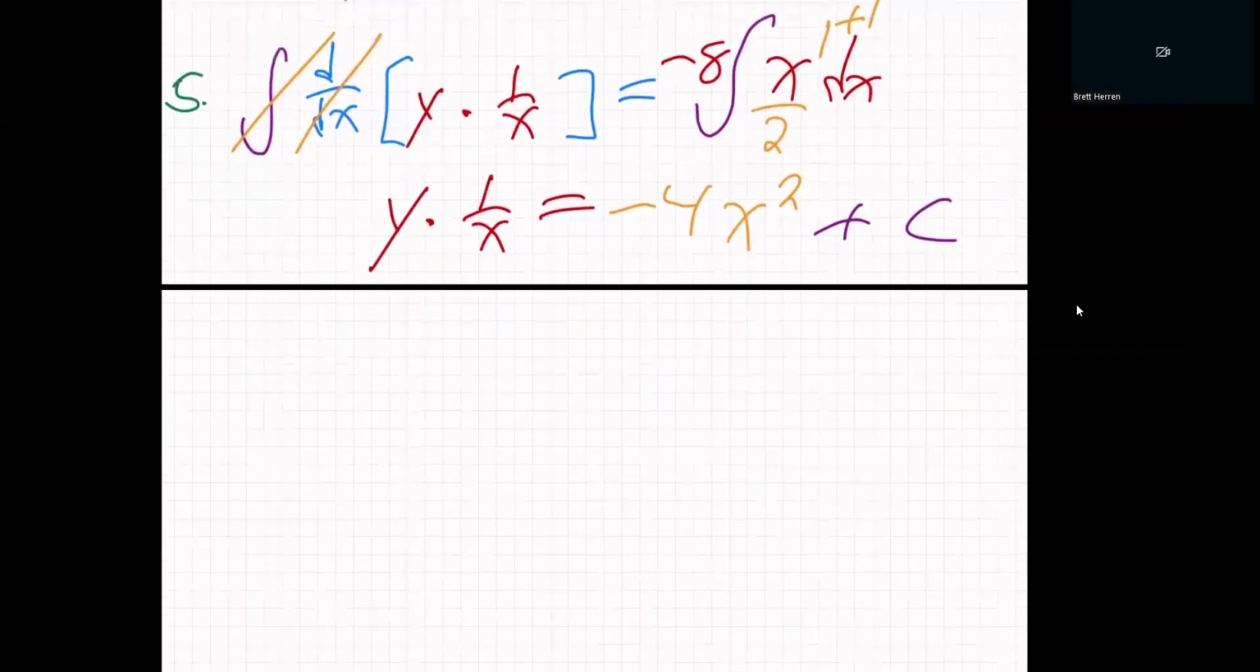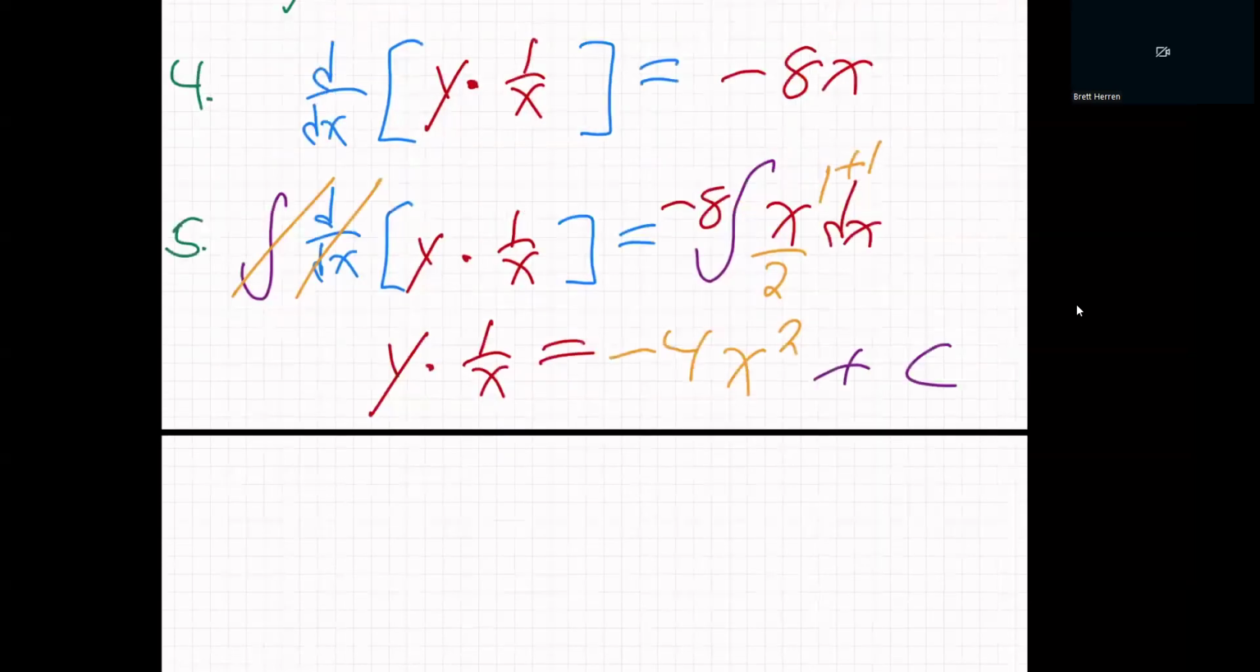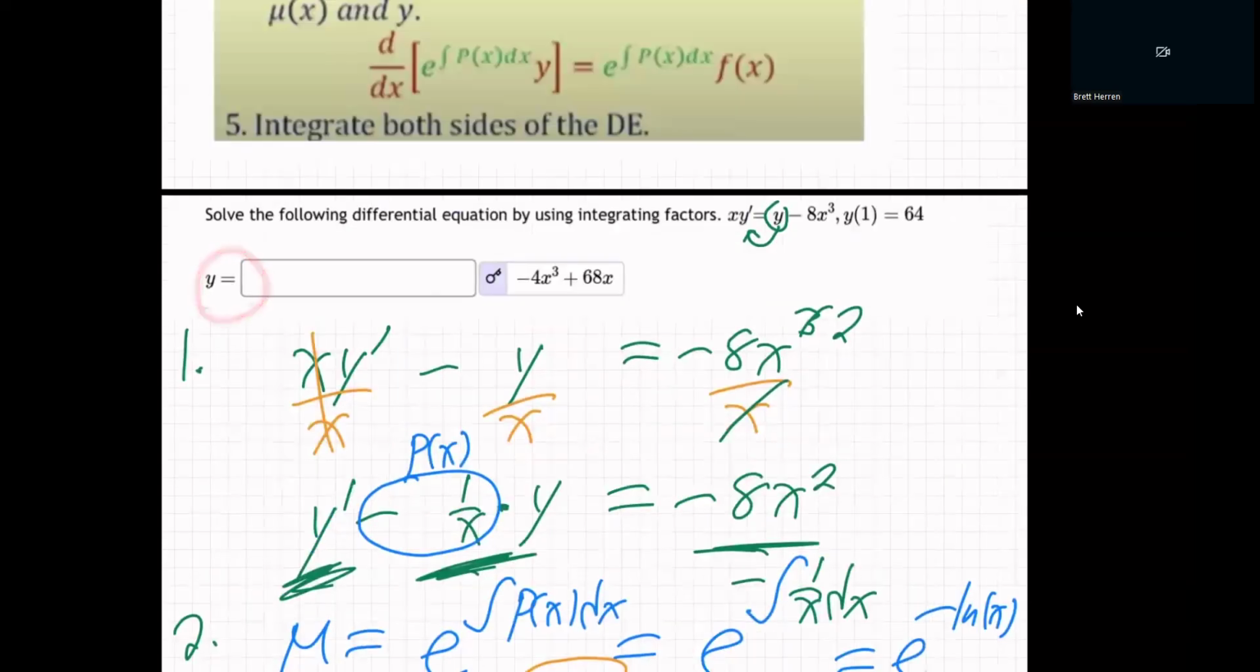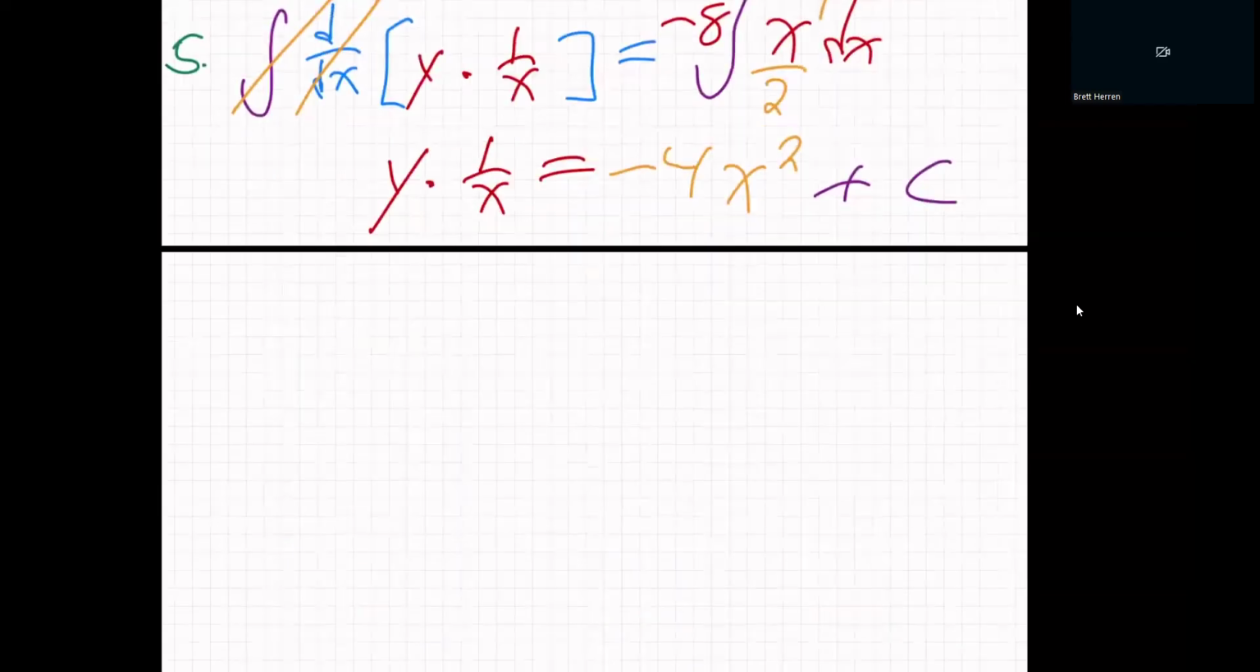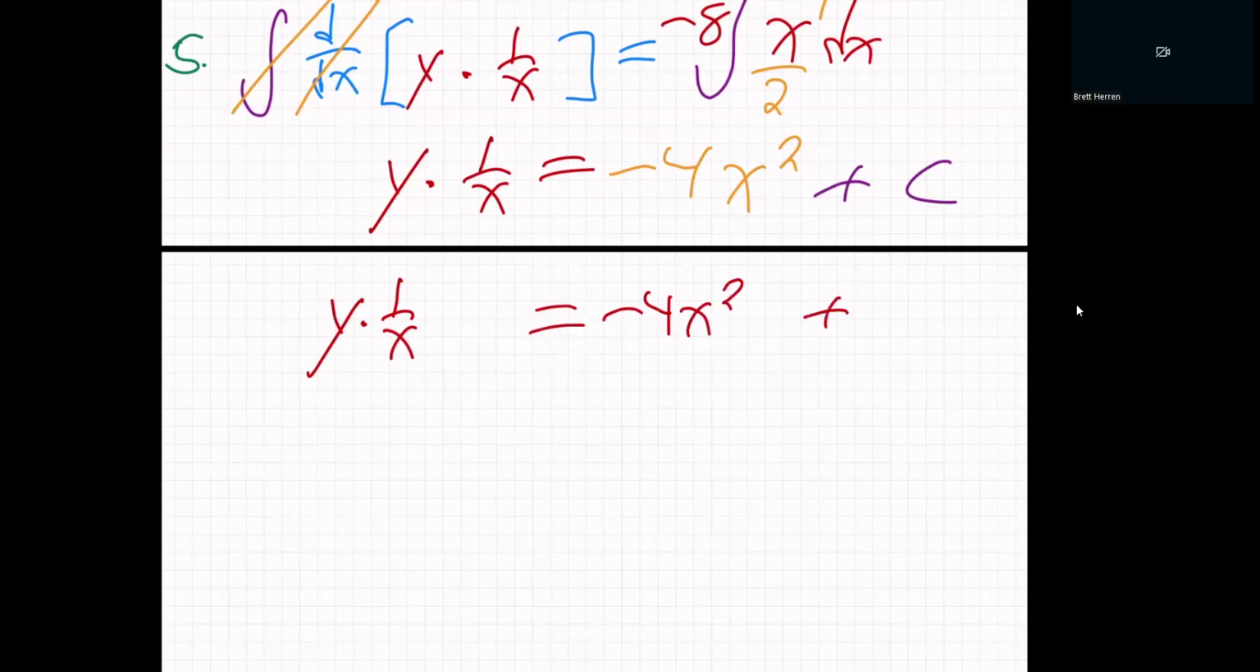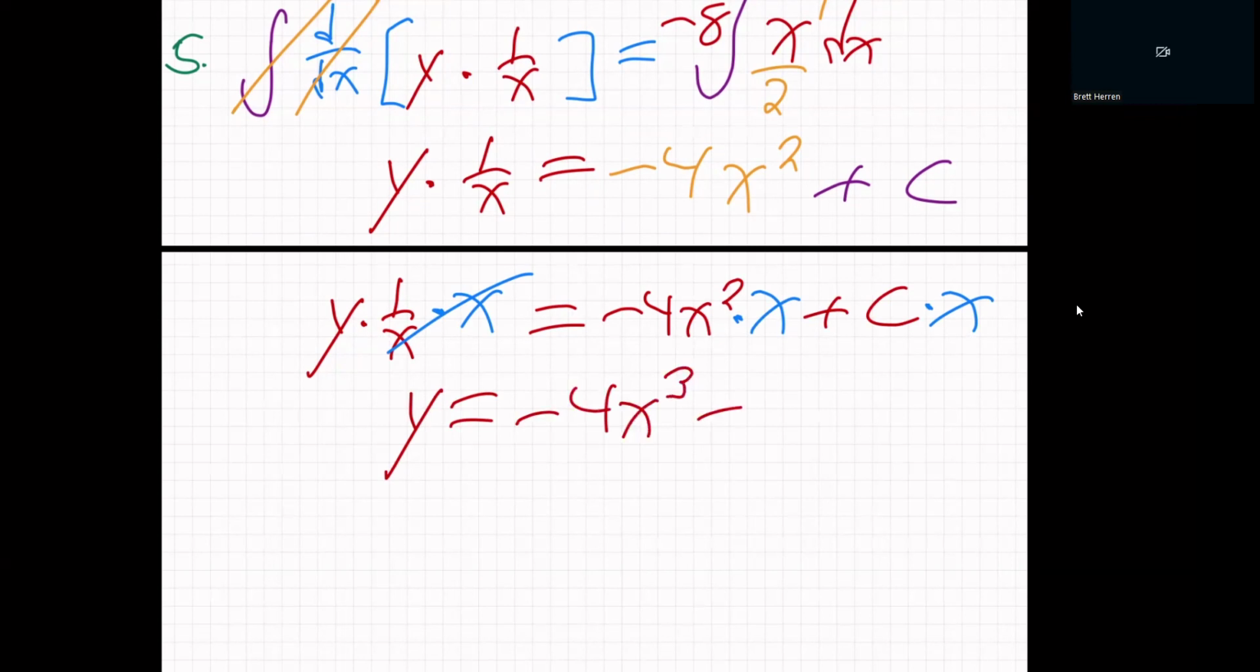Okay, we're getting close. Now we're trying to get y alone. We always want y in the end. So what are we going to do to get y alone? Well, I'm going to take this y times 1 over x, this minus 4x squared, plus a constant, and I'm going to multiply through by x. That'll get y alone, right? Do whatever it takes to get y alone. So y alone is minus 4x cubed plus c times x.